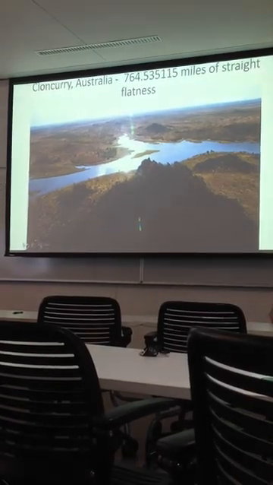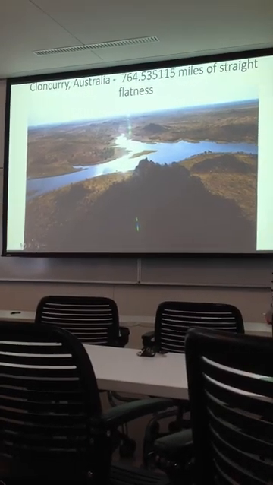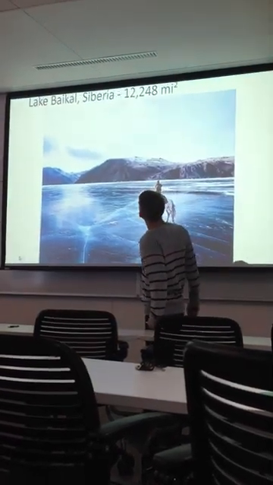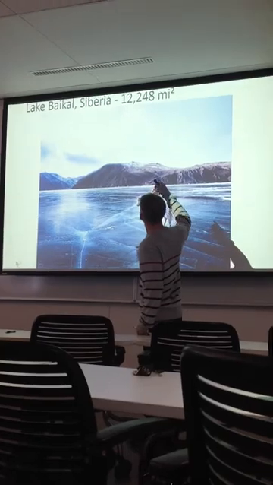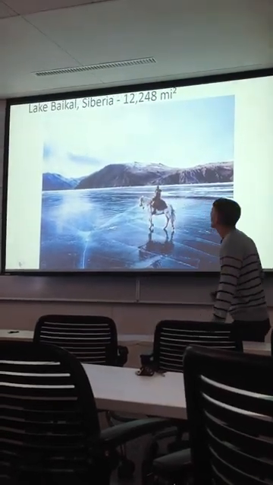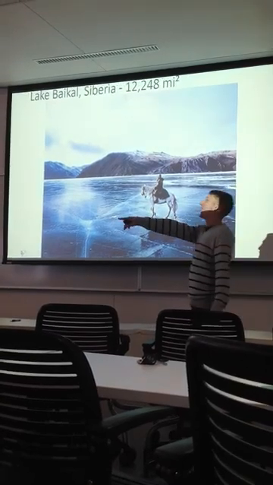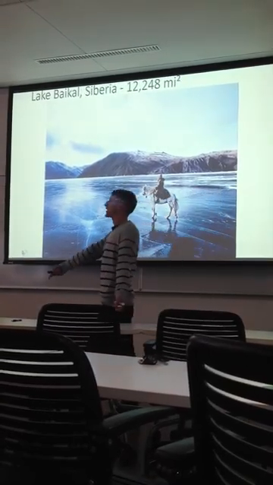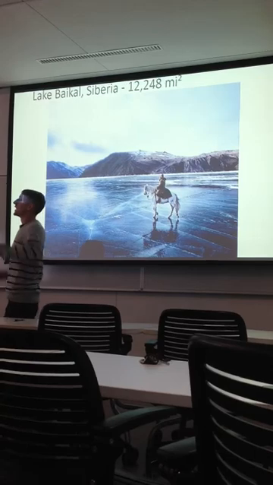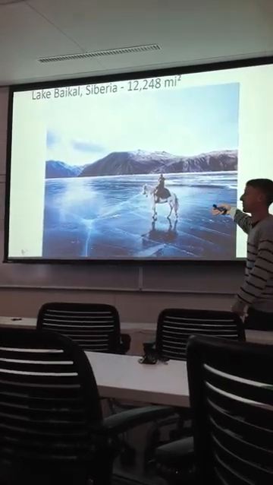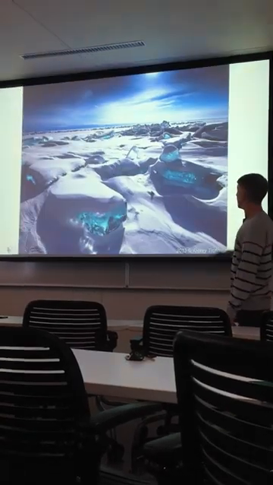Curry, Australia, 764 miles of straight flatness. We also have Lake Baikal, Siberia, an amazing 12,248 miles squared. That's honestly why I got so excited about New Mexico having salt flats, because I'm going to be the first one to measure that. Because these are all accurate measurements of flatness.